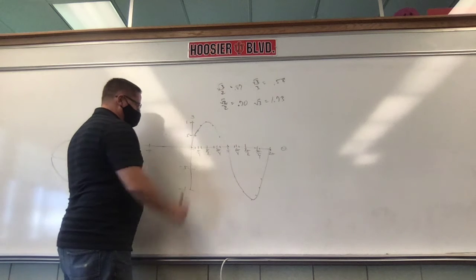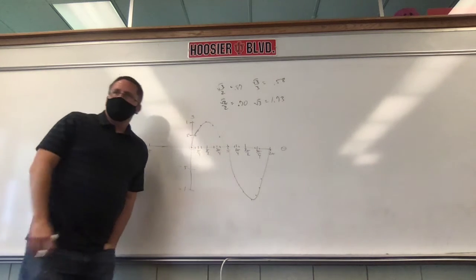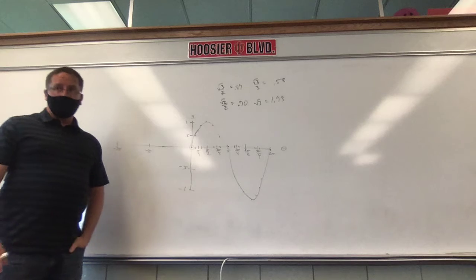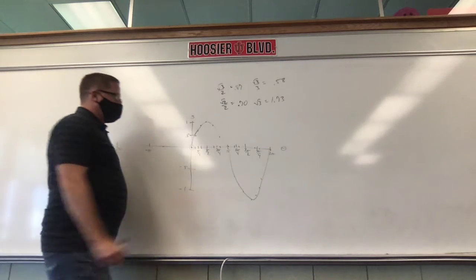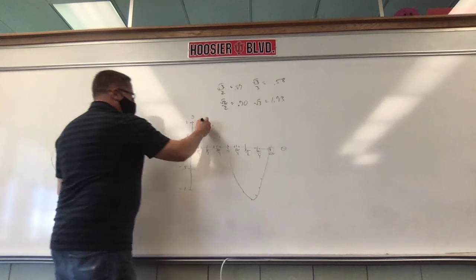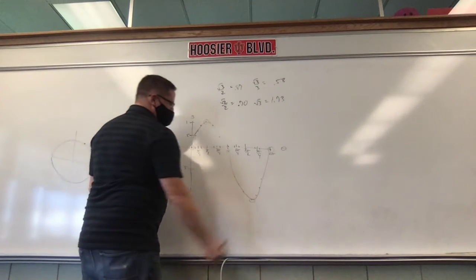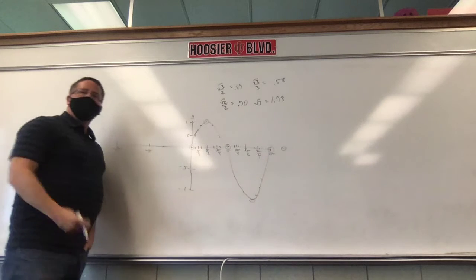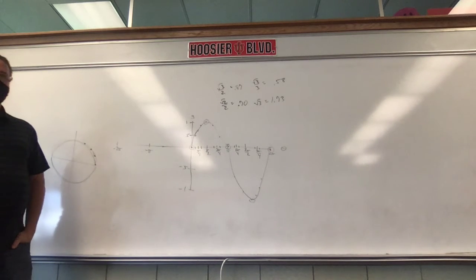What's the first one? 0, 0? I think that's important. Why is that important? That's where you start. The starting point's important. How about the end? That's important. The highest point, the lowest point, and right in the middle. You need 5 points in order to do this, okay?